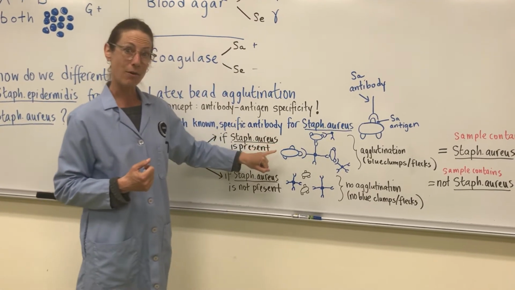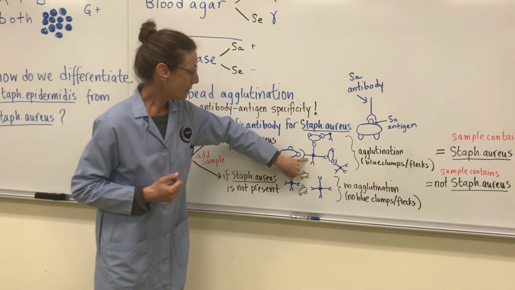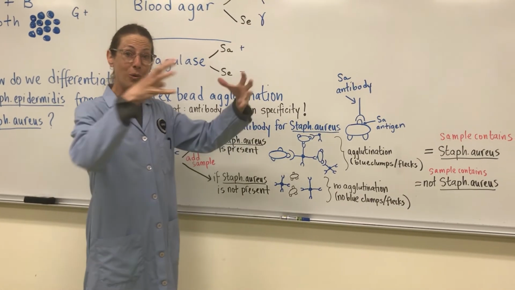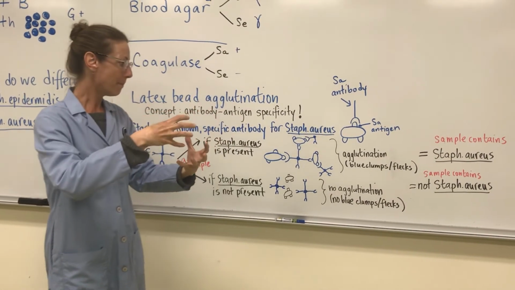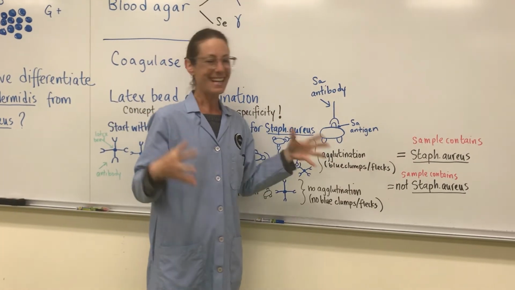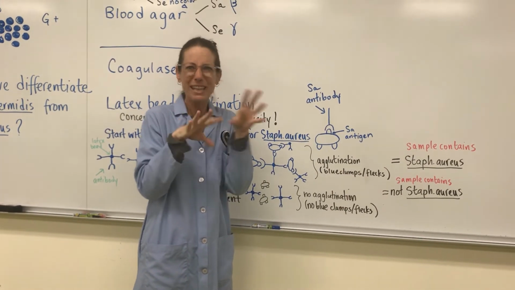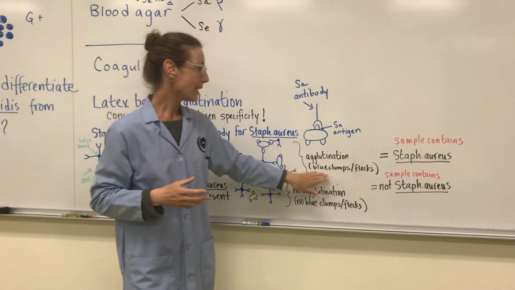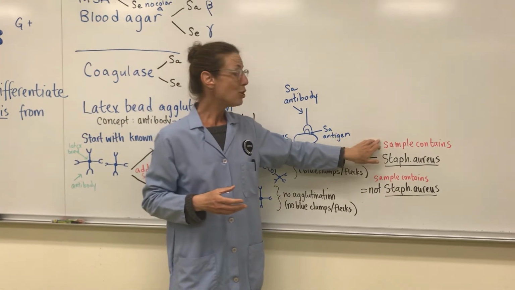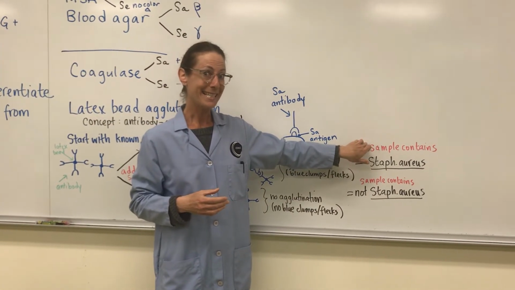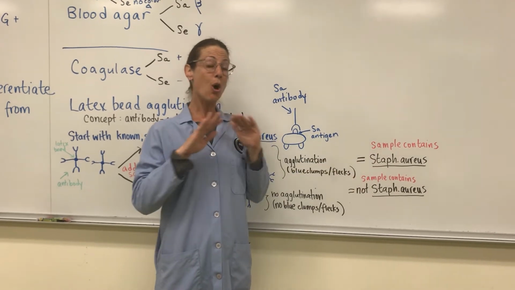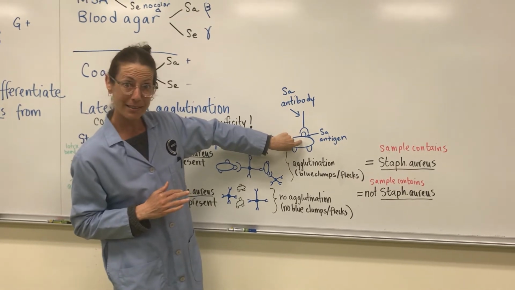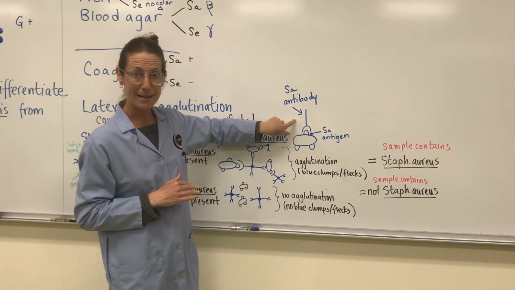sample contains Staph aureus, the antibody will bind to that specific antigen, and you will get agglutination or clumping. And so what we see, it's not like a giant clump, it's more like little blue freckles or flecks on the slide. If you see that agglutination, that means that you know that sample contains Staph aureus, because the only time agglutination happens is when that antigen is present to bind to the antibody that we started with.